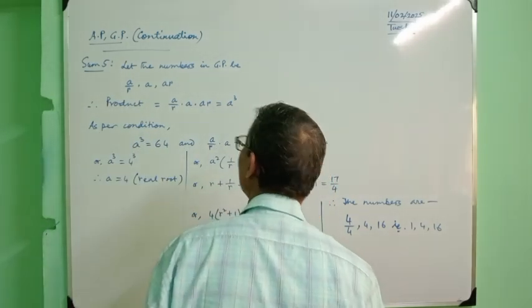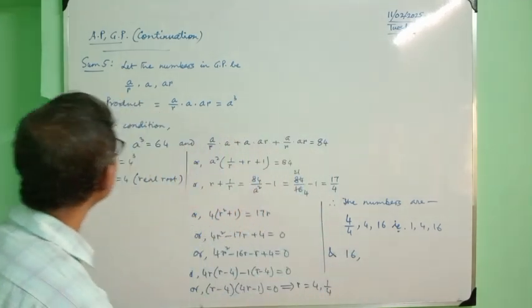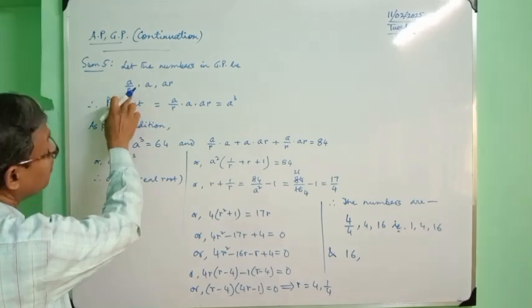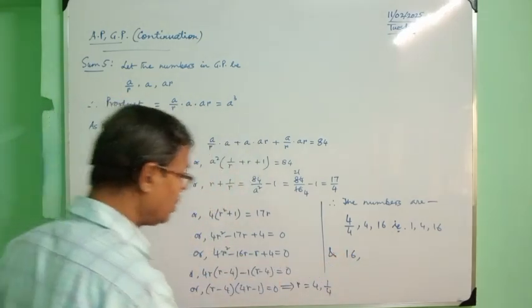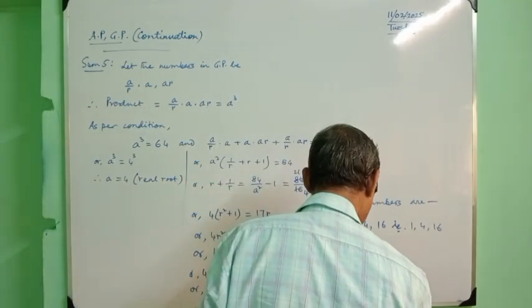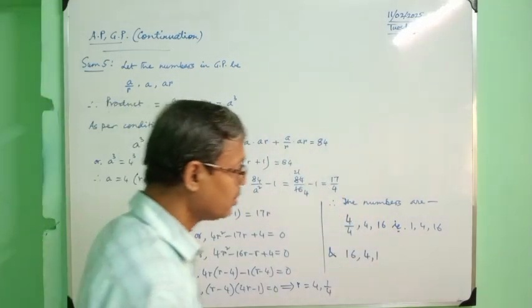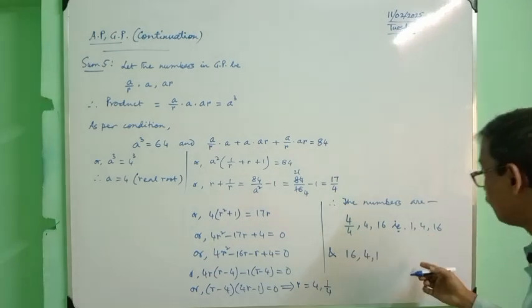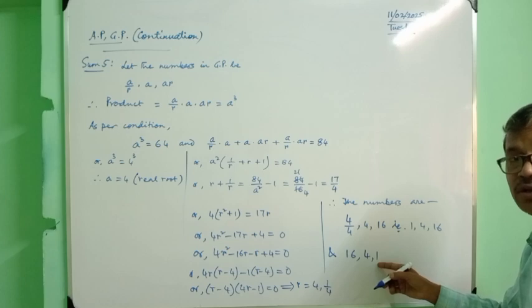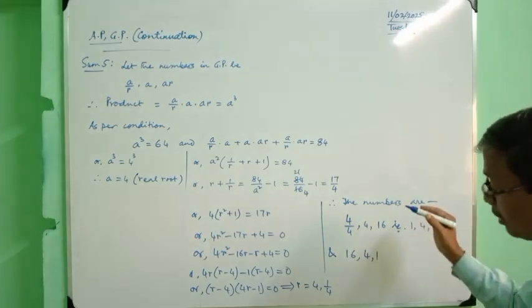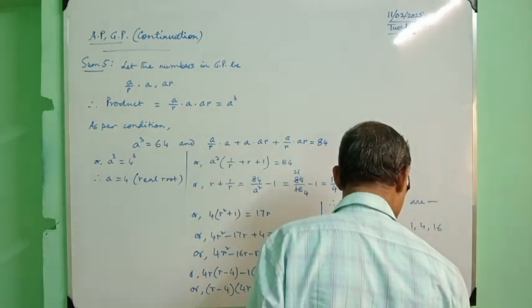A by 1 by 4, that means 4 by 1 by 4. After simplification, that will be 16. Then second one will be 4. Note that these numbers are same. It is in ascending order, here descending order. But remember, you are to mention both of these. Therefore, the sum is finished.